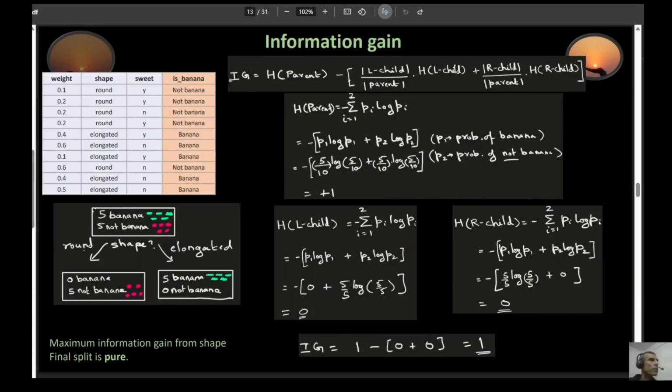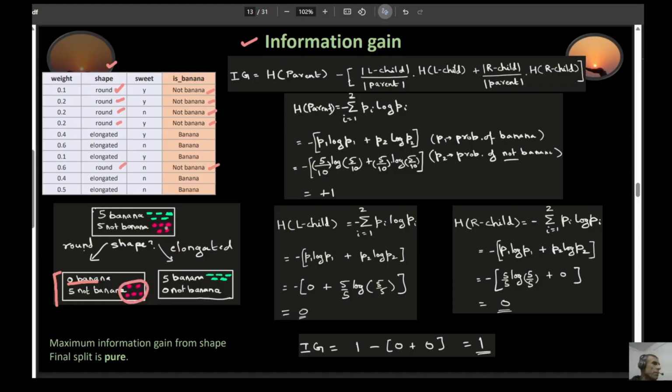Now let's look at the information gain when we split along the feature shape. There are two types of shape, round and elongated. If the shape is round, let's count how many rounds there are and how many of them are bananas and not bananas. In this case, this is my round, 1, 2, 3, 4, and 5. Out of these 5, there's none of them that is actually a banana. So you see 0 bananas. How many are not bananas? Well, there are 5 of them. This is not a banana, not a banana, not a banana, not a banana, and not a banana. So 5 of them are not bananas.